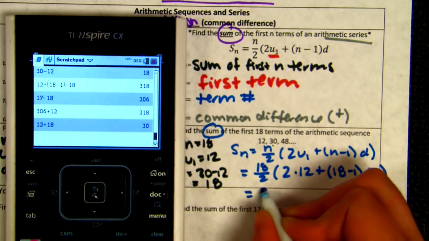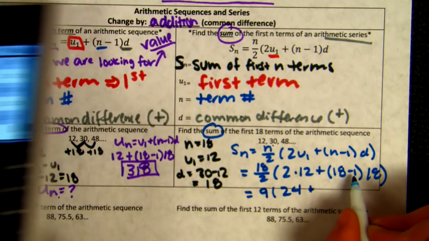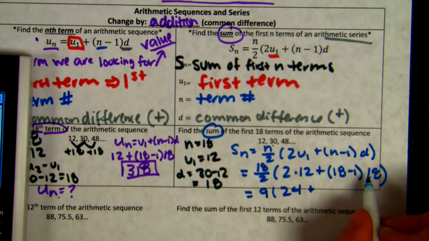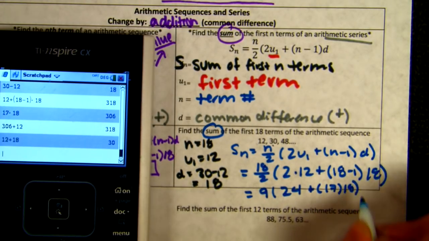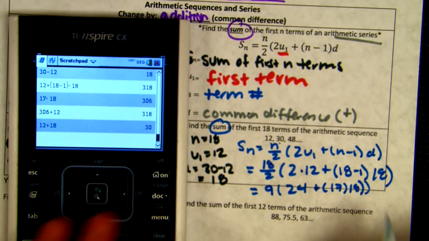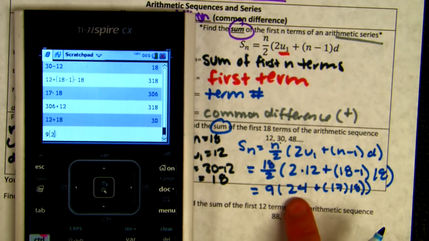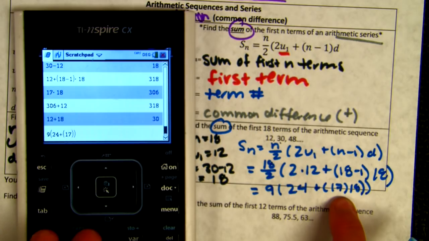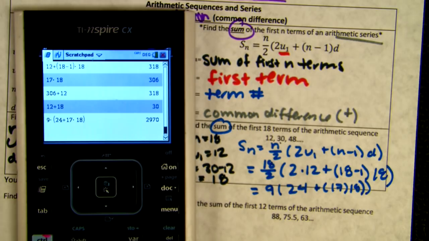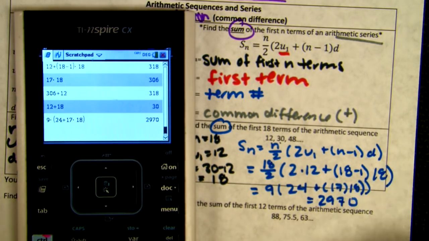So 18 divided by 2 is going to give me 9. 2 times 12 is 24, plus 18 minus 1 times 18. I don't know what that is, but I'm just going to say 17 times 18 because I know that is something else I could do. So now I'm going to put that in my calculator. So I have 9 times 24 plus 17 times 18. That gives me 2,970, which should be my answer.